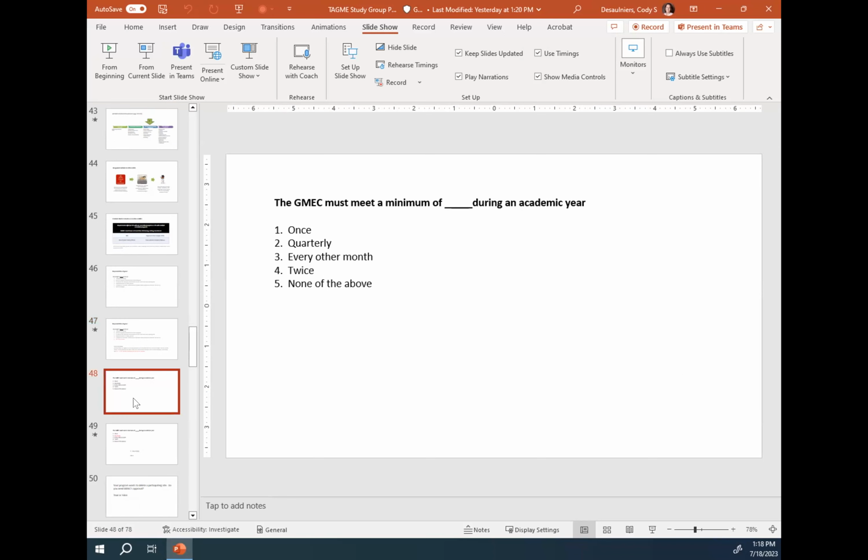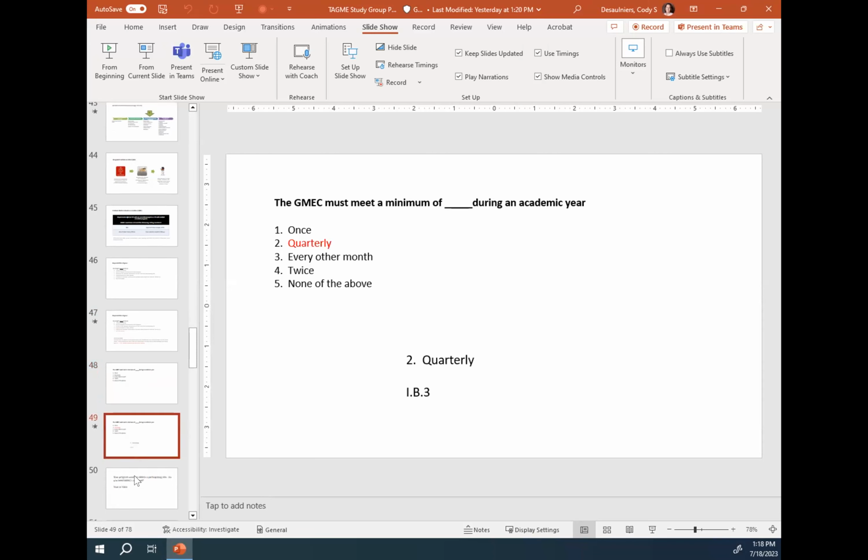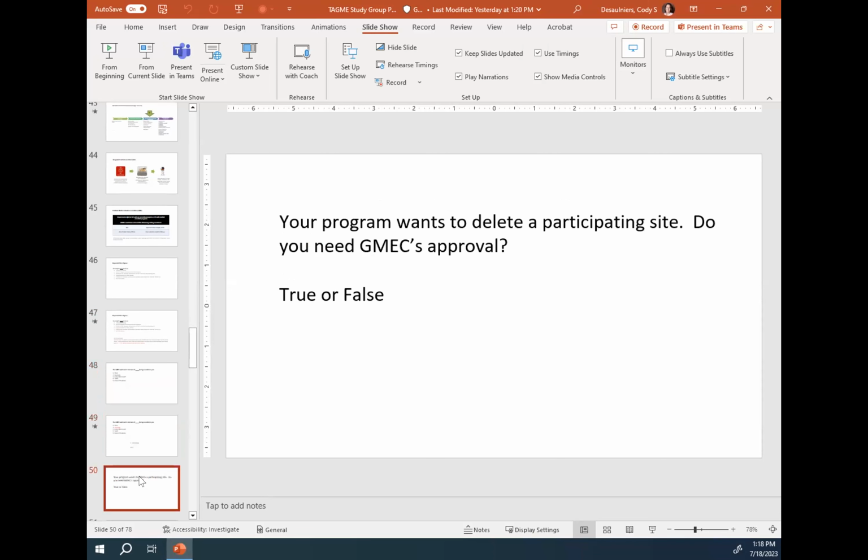All right, the GMEC must meet a minimum of blank during the academic year: once, quarterly, every other month, twice, or none of the above. Quarterly. Correct. All right. Your program wants to delete a participating site. Do you need GMEC's approval? True or false? True.